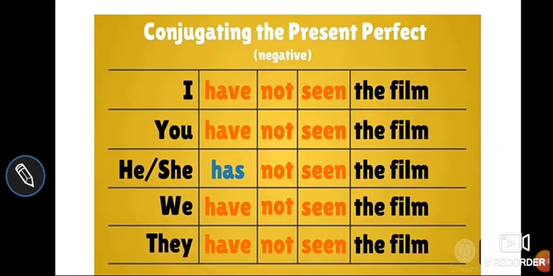Now, how do you conjugate the present perfect negative? I have not seen the film. You have not seen the film. He has not seen the film. She has not seen the film. We have not seen the film. They have not seen the film.